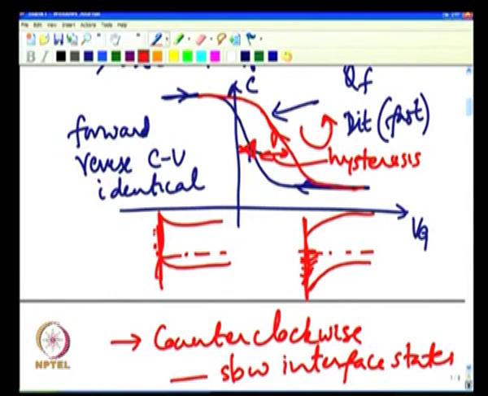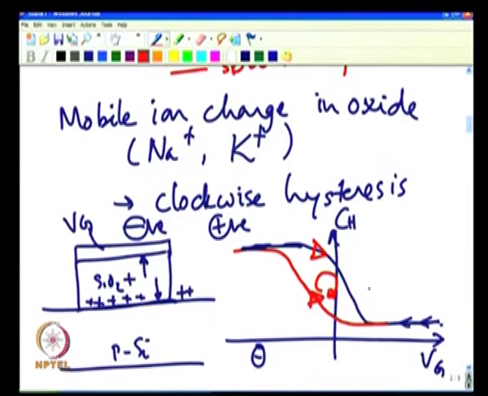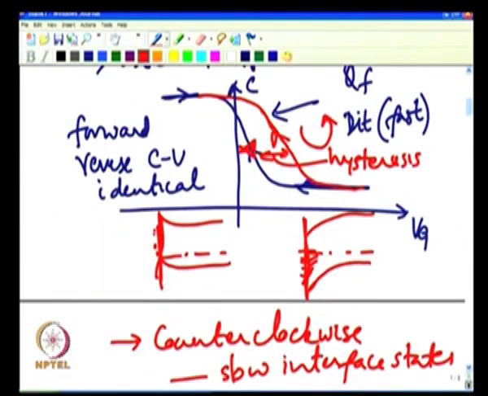So, as I said, if you really have these mobile ion charges, for whatever reason, you may see a clockwise hysteresis. And if you have these slow traps, because you are using different dielectrics on silicon or a new substrate, again you may have slow traps that will give you counterclockwise hysteresis.